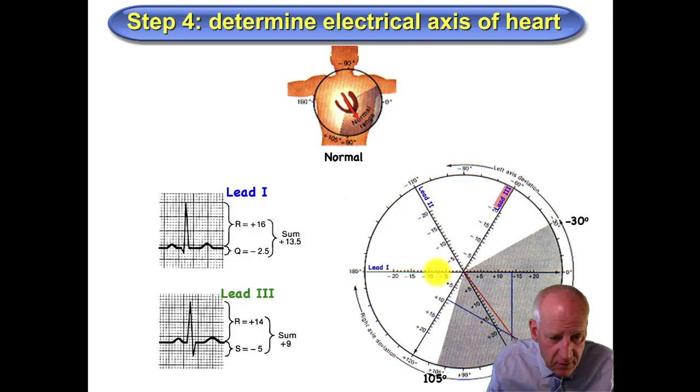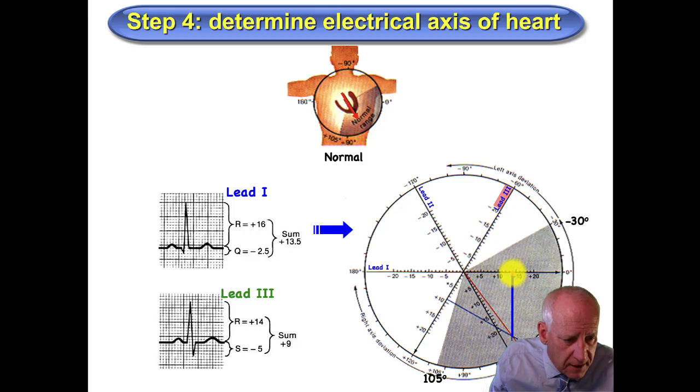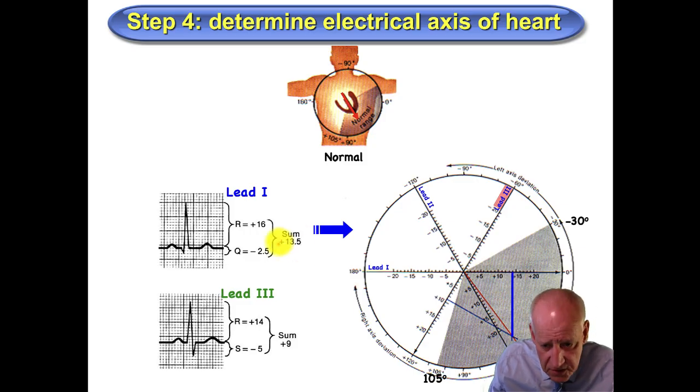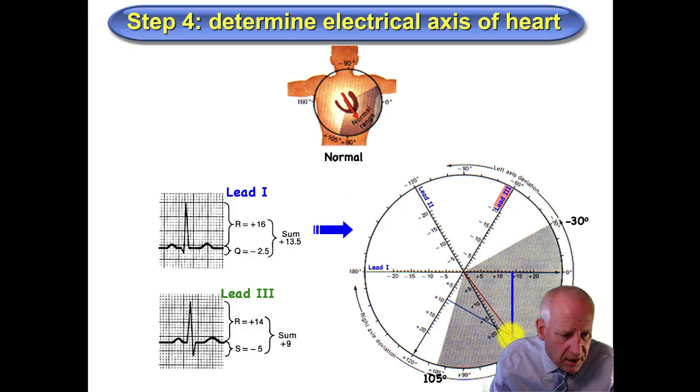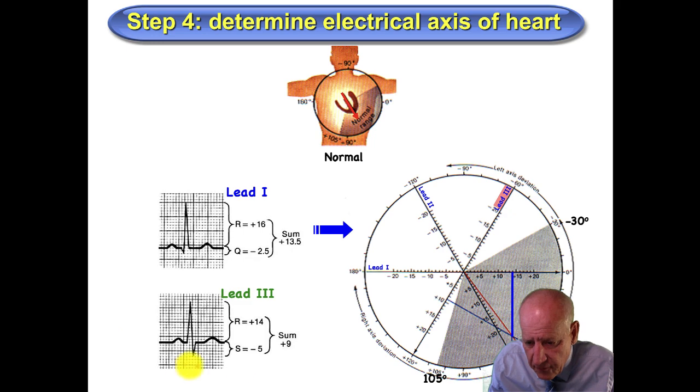Then you locate lead 1 on the radial coordinate diagram. It's here, 0 degrees. And you draw a perpendicular line extending from that point on the axis. Here's 13.5. We come over to 13.5. We draw a perpendicular line from lead 1. And then we do the same for lead 3.